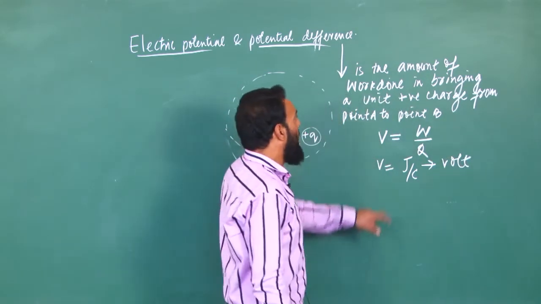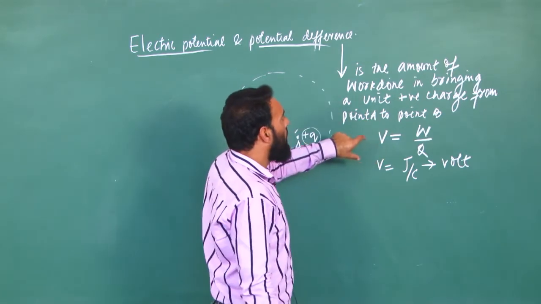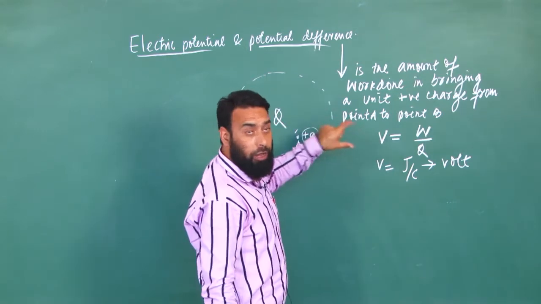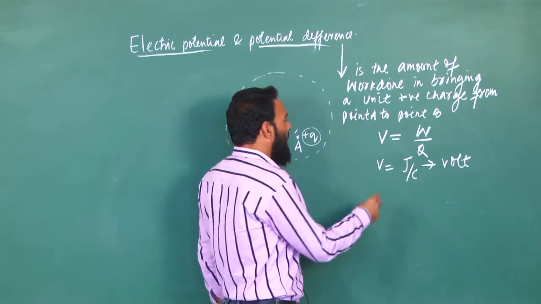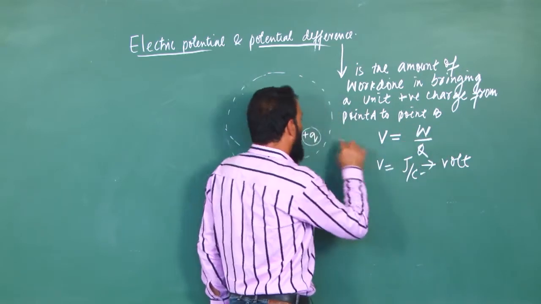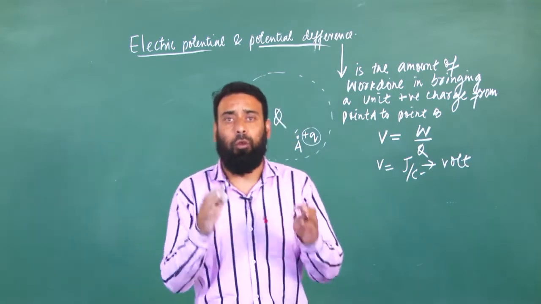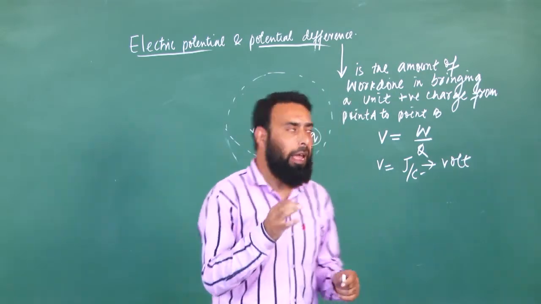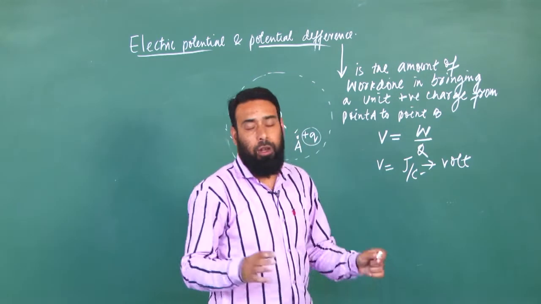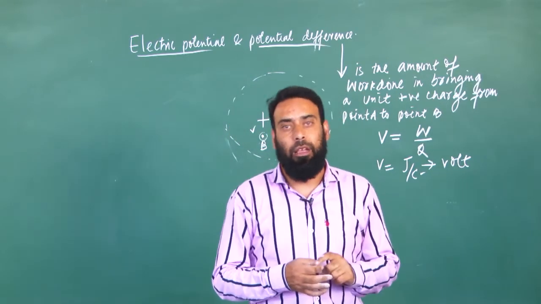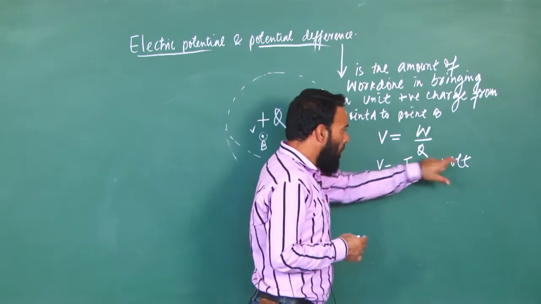So if we define 1 volt electric potential, we can say 1 volt potential difference is the amount of work done in bringing a 1 coulomb of charge from point A to point B and requires 1 joule of work. So when we require 1 joule of work to bring a 1 coulomb of charge from point A to point B, then the potential difference between point A and point B will be equal to 1 volt. Okay.